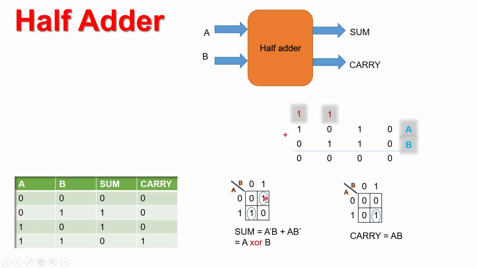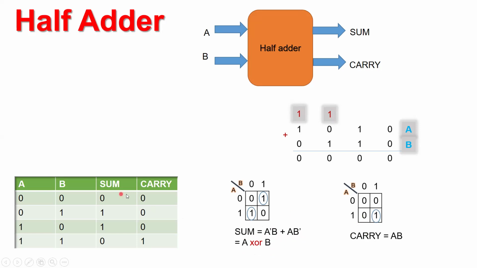Once they are marked, this min term, the product term, is A bar B, and the product term out of the other is A B bar. So that's why sum equals A bar B or A B bar. In short, this is A XOR B logic. So we need a two-input XOR logic gate.